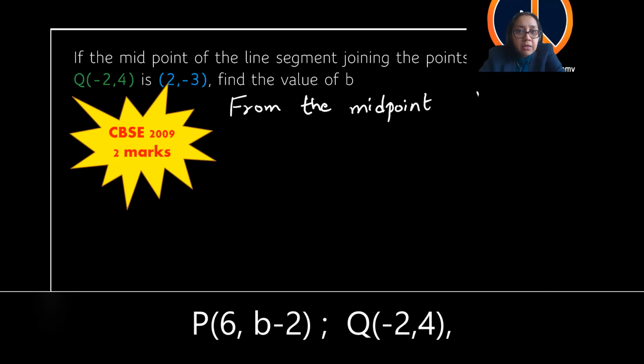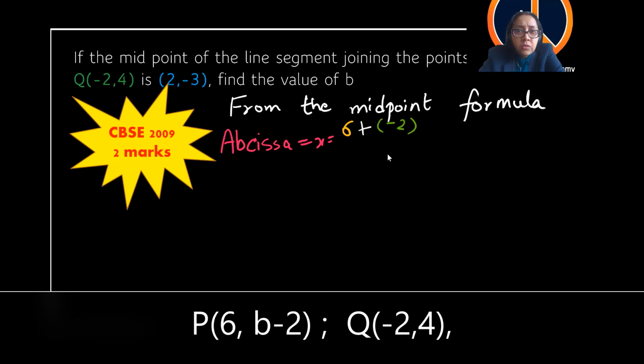From this particular question, the midpoint theorem, if you remember, since the midpoint is given, we know that the midpoint abscissa, or x value, will be (x1 + x2)/2. So what is x1 here? x1 is 6, right? And x2 is -2, right? Divided by 2, it is the same midpoint formula, which comes out to be 2. And 2 is given already, so it is verified. So it is the midpoint.